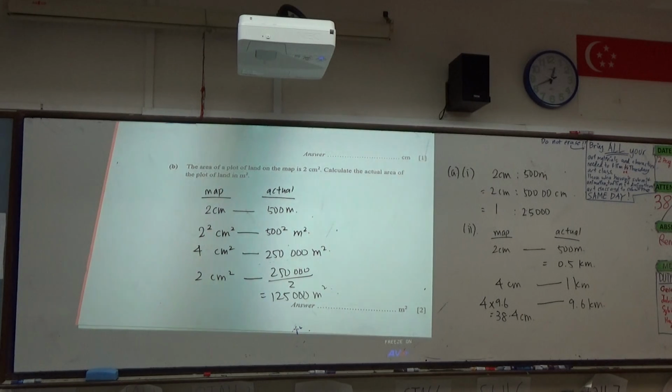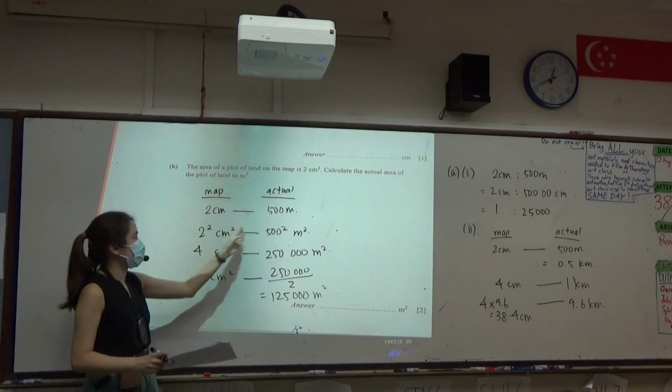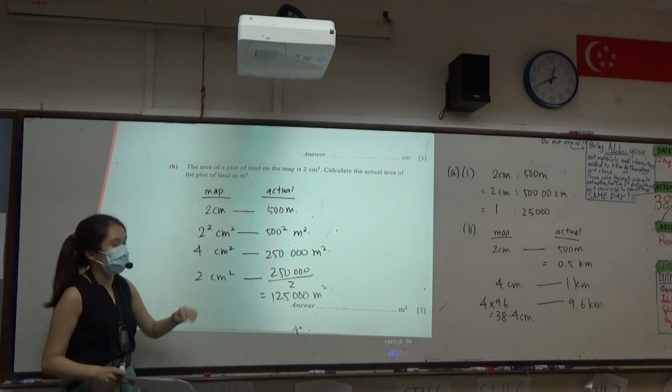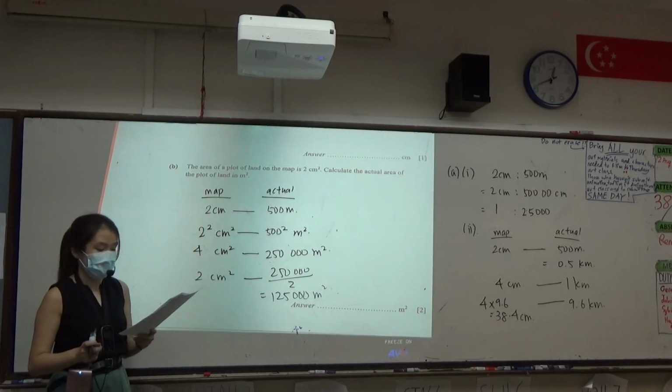I do have people who square the right side but this side never square. Then your answer ends up 250,000, and that's not correct.